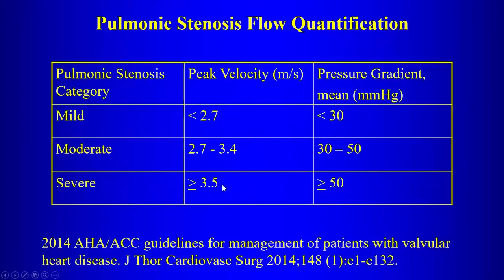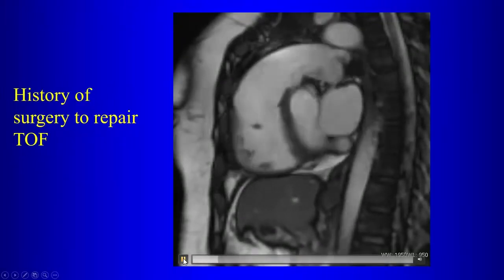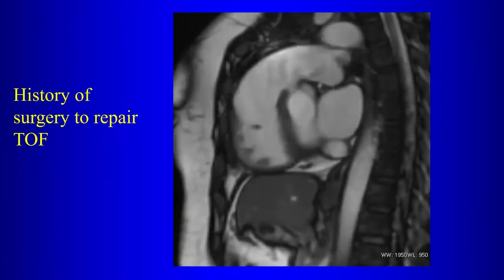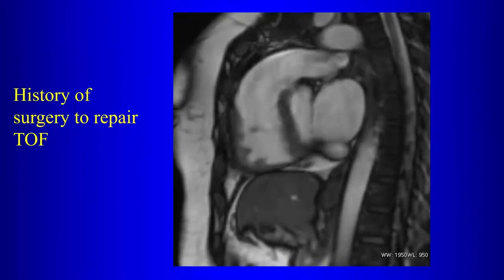And for pulmonic stenosis, again, we have various categories of mild, moderate, and severe, and these are the criteria for classifying the particular patient into any of those categories, based on the MR data.